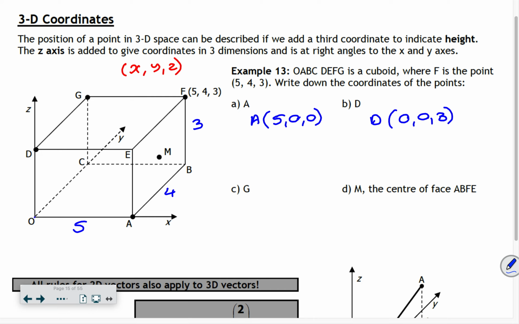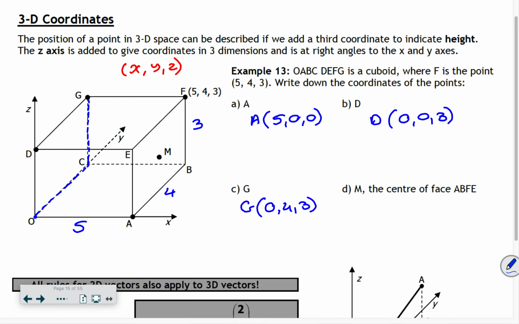So I'm starting here, I'm not going along the x-axis, I'm not going on the y-axis, but then I'm going up the z-axis by 3, which is the height of the cuboid. The coordinate of G, I can say that's going to be 0, 4, 3. So again, I'm not going along the x-axis, I'm going 4 up the y-axis, and then 3 up the z-axis.